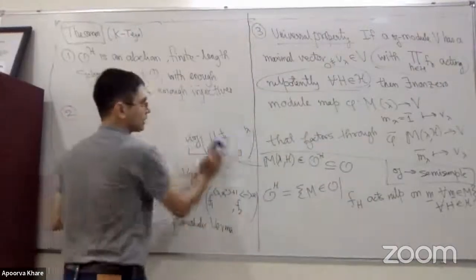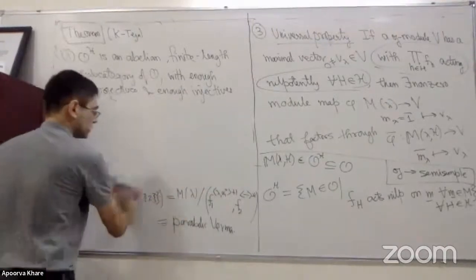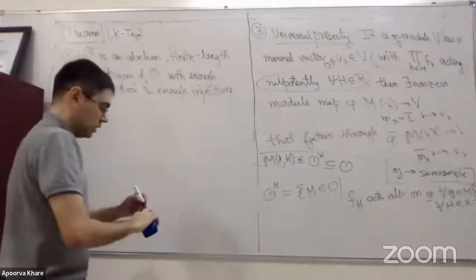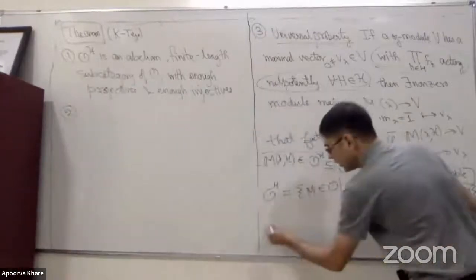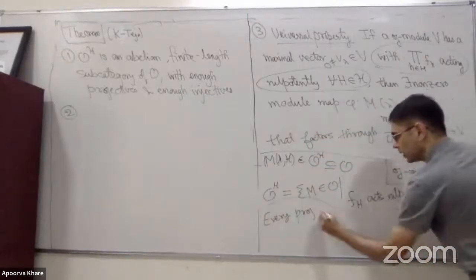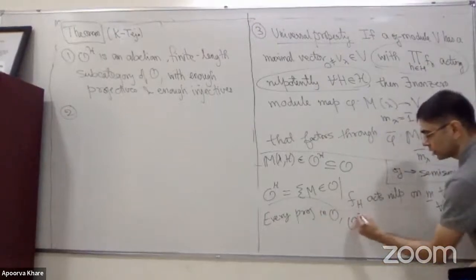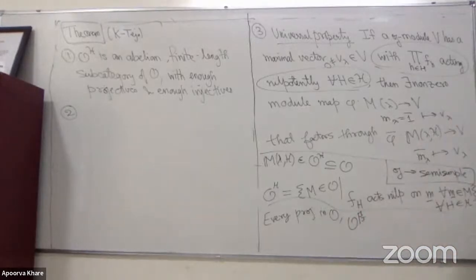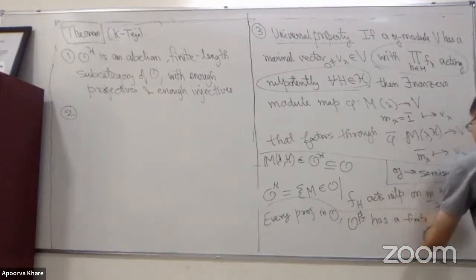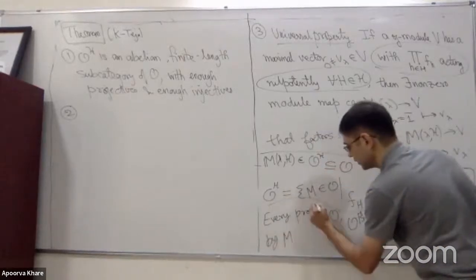Second, now this was the part about the BGG reciprocity. Just to remind you again, the point was that in the usual category O, every projective object, or also in the first order parabolic category O, has a filtration, a finite filtration by standard objects. Let's call this P_i.